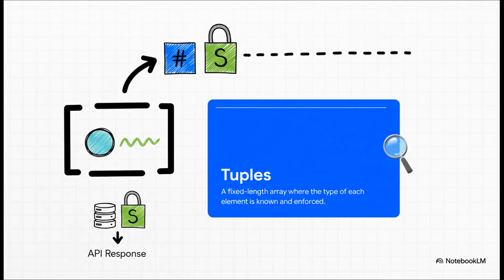Next in this category are tuples. Now, these might look like regular arrays, but think of them as arrays with very strict rules. They have a fixed length, and they demand a specific type for each position. So this example, [number, string], means it must have exactly 2 elements, and the first one must be a number, and the second must be a string. It's all about guaranteeing the structure of your data.